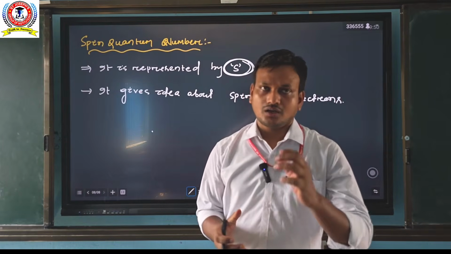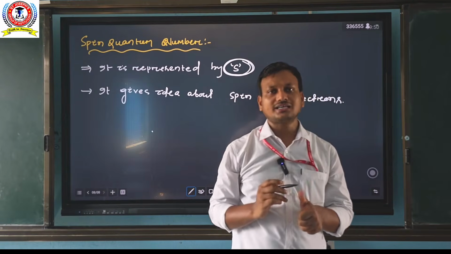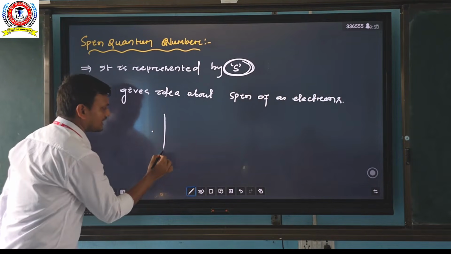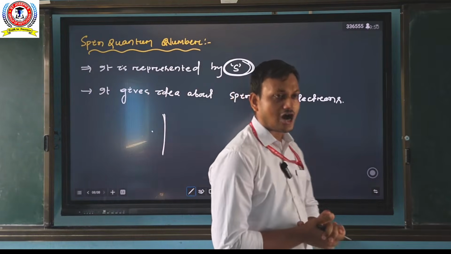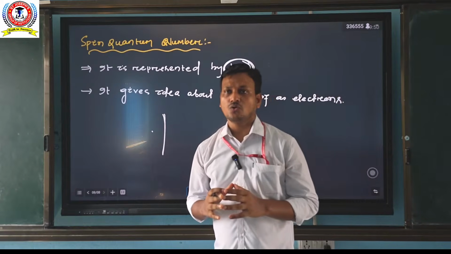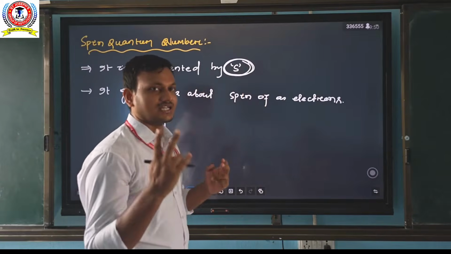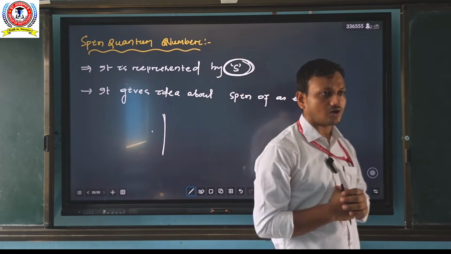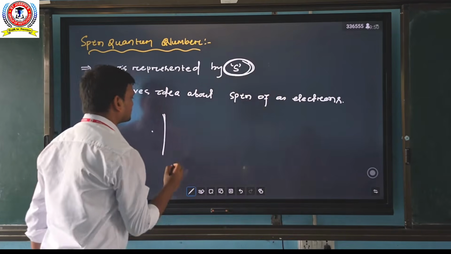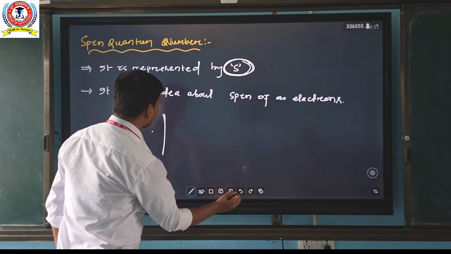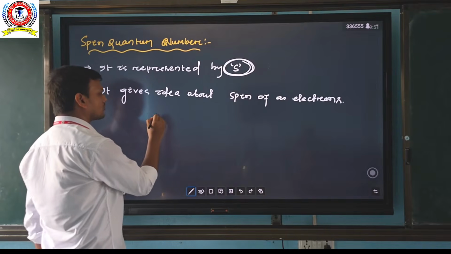That means electrons revolve on their own axis. And there are two orientations, two types of orientation of an electron. One is clockwise and another one is anti-clockwise. That means electrons revolve on their own axis in clockwise direction or in anti-clockwise direction.